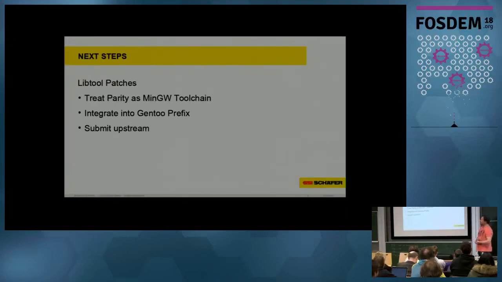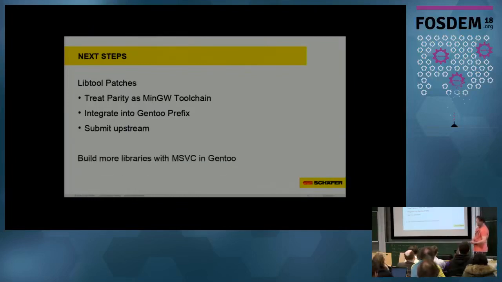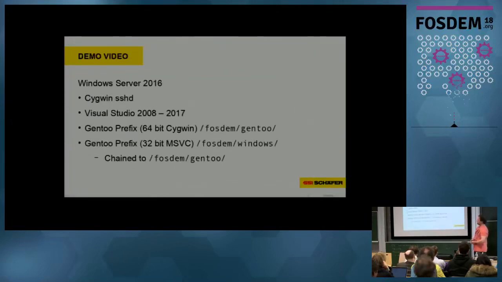I can't promise, or I do not expect actually, to reduce the complete need for patching libtool when Parity provides the full MinGW toolchain. I don't expect this would work, but it could be. No, I don't think it's possible. But finally, the goal is to build more libraries using the Visual Studio toolchain within Gentoo. For a demo video, let's see how that works out.